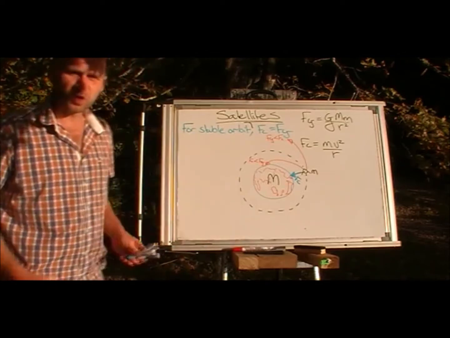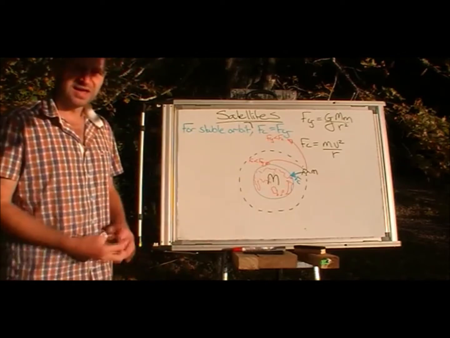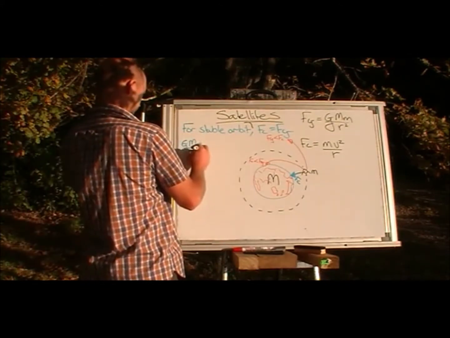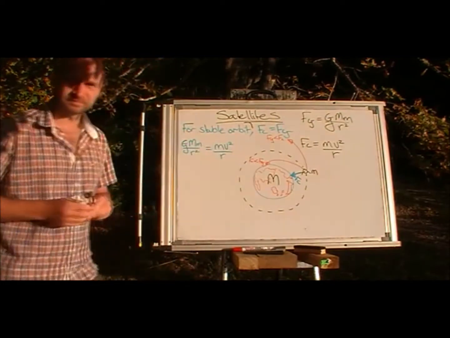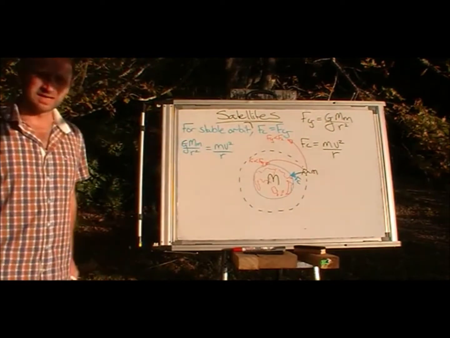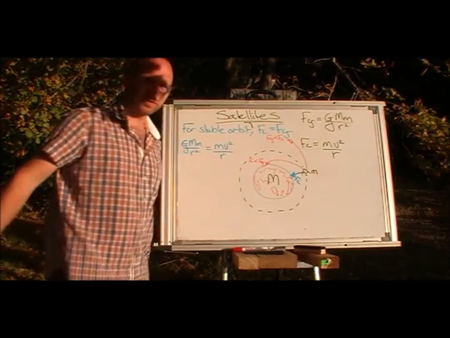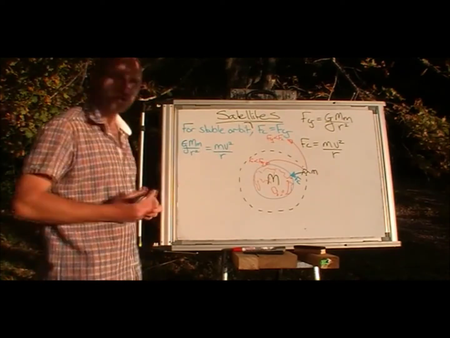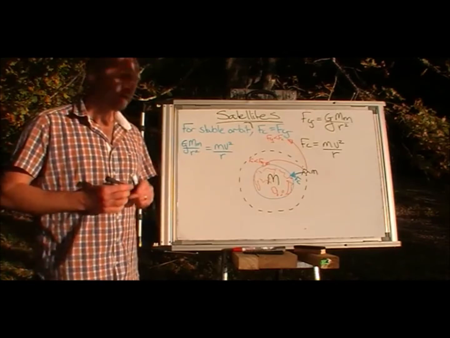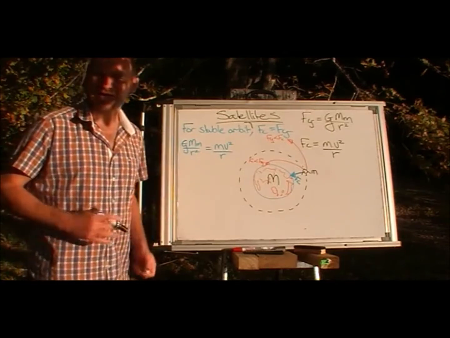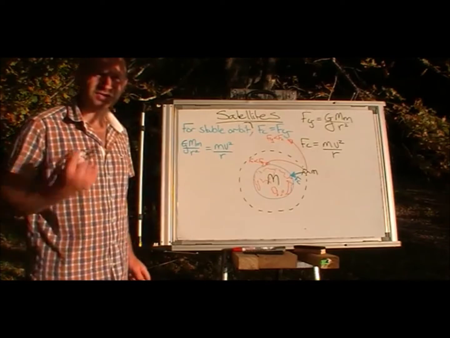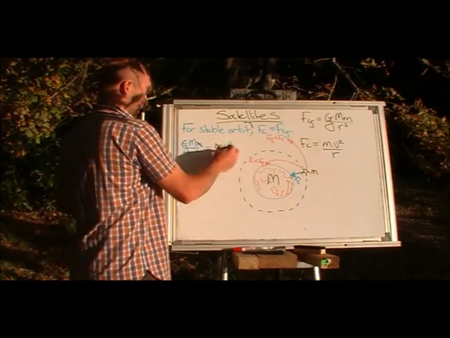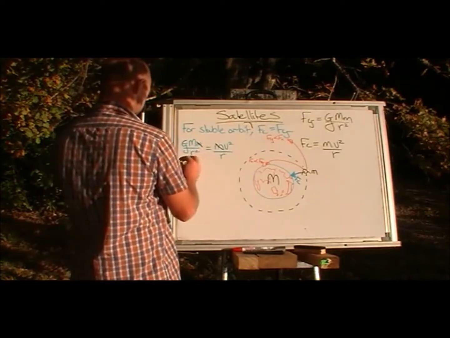Let's pop those two equations then, following through the stable orbit idea, equal to each other and see what happens. That's interesting, isn't it? Look at that. We've got a little m on both sides of that equation. And so what we learn from this is that the mass of the satellite is completely irrelevant determining our circular motion. Cancel it off.